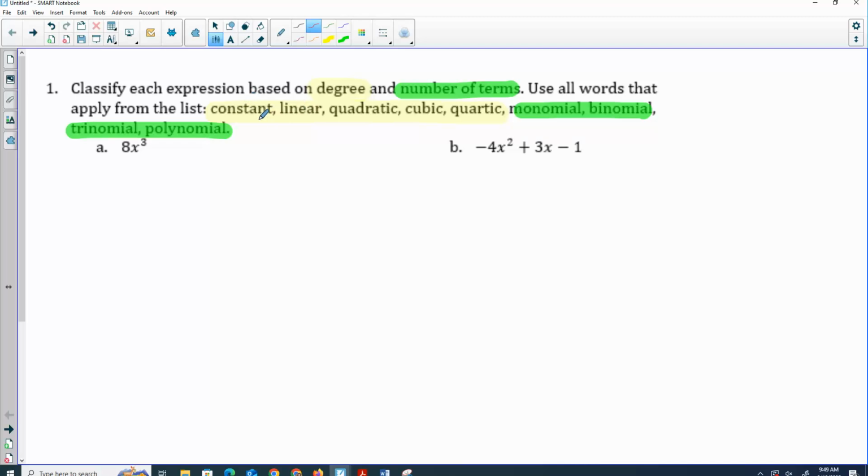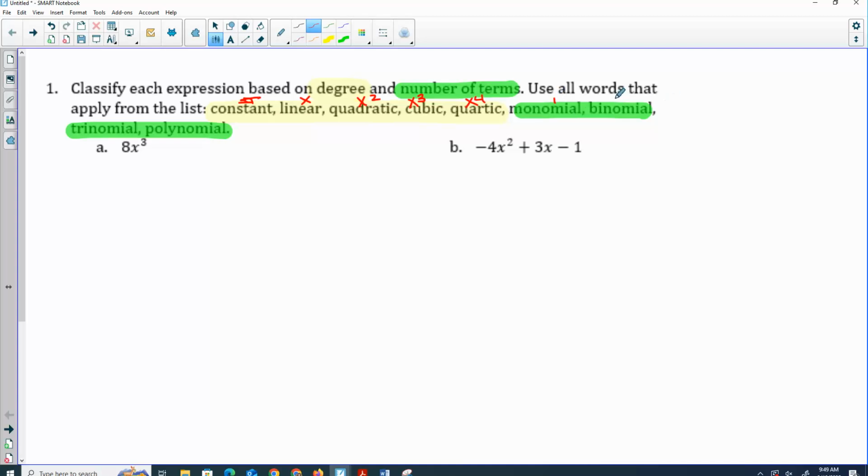So constant is just a number, no variable. Linear means you have an x to the first. Quadratic is an x squared. Cubic would be x to the third. What do you think quartic means? X to the fourth.